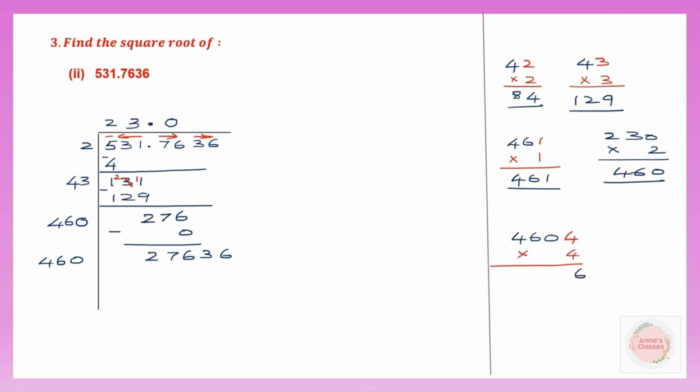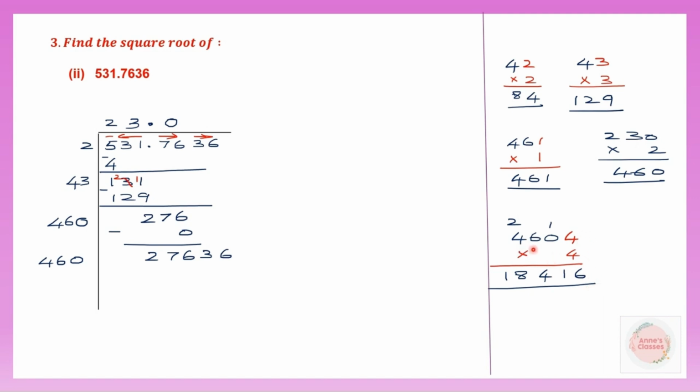4 4s are 16, carry 1. 4 zeros are 0, bring down 1. 4 6s are 24, carry 2. 4 4s are 16, 17, 18. Here we have 18,416. But our number here is 27,636. That means 4 is not the digit. Now which other number on multiplying by itself will give us the last digit as 6? Now 4 4s we said are 16. 5 5s are 25, 6 6s are 36. So that is also ending in 6.